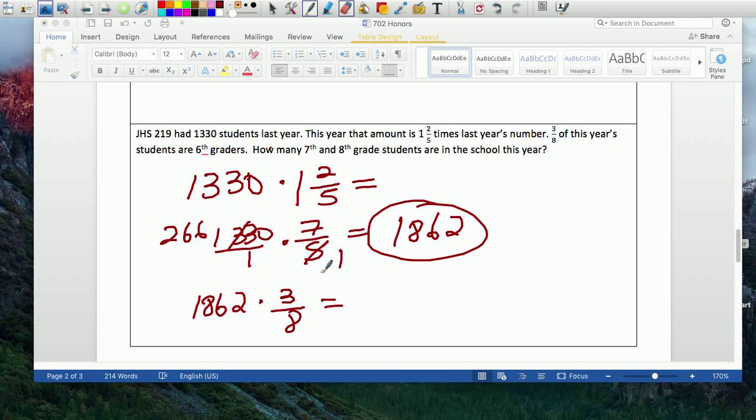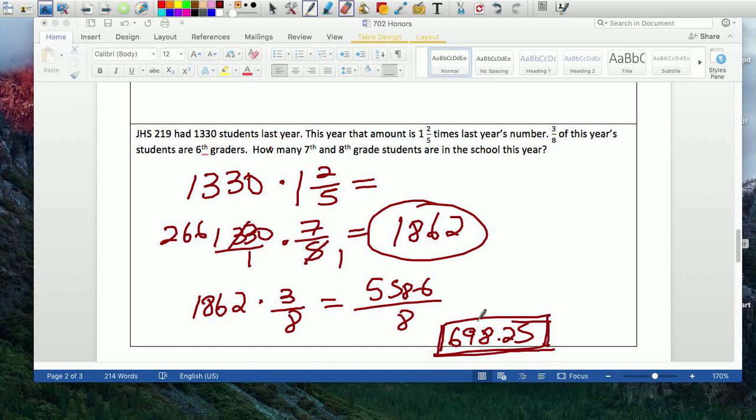So 1,862 times 3 equals 5,586, and we're going to divide that by 8. Please let it work. I have no idea. And it doesn't work. Of course it does not work. So we got 698.25. So obviously this is not going to be a number that works, because you can't have 698.25 students, right? So here, hopefully if you're watching the video, I want you to pretend that this can actually happen, that you can have 698.25 students, okay?